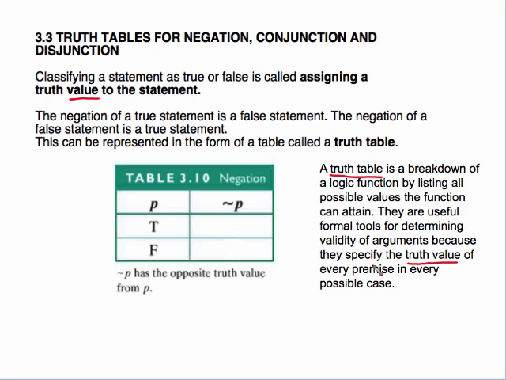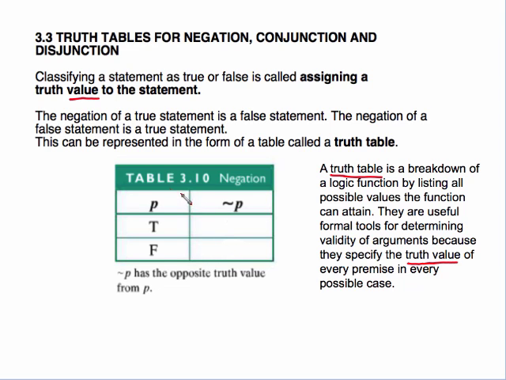So it mentions this idea of specifying a truth value for every premise in every possible case. Well, classifying a statement as true or false is called assigning a truth value to the statement. Now, the negation of a true statement is a false statement. We've talked about that before. And the negation of a false statement is a true statement. And this can be shown in a truth table.